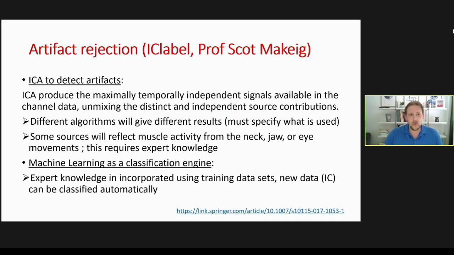As many of you know, ICA produces the maximally temporally independent signals available in the channel data by unmixing distinct and independent source contributions.